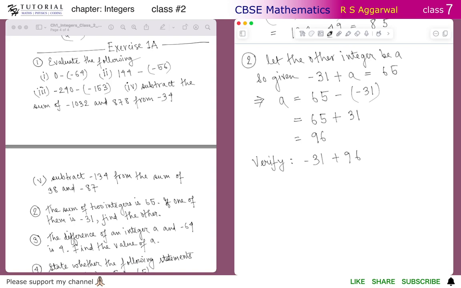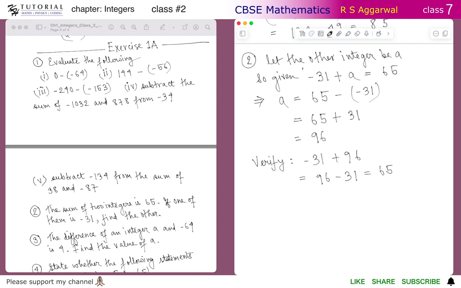If we do this, what we have is the addition of two integers of unlike sign. So this will be 96 minus 31, this is 65, which is given. The sum of two integers is 65, that was given. So whenever you have this kind of problem, that the sum of two integers is given and one of them is also given, and you are asked to find the other one, what you do is you assume the other integer to be a, and then you frame the equation.